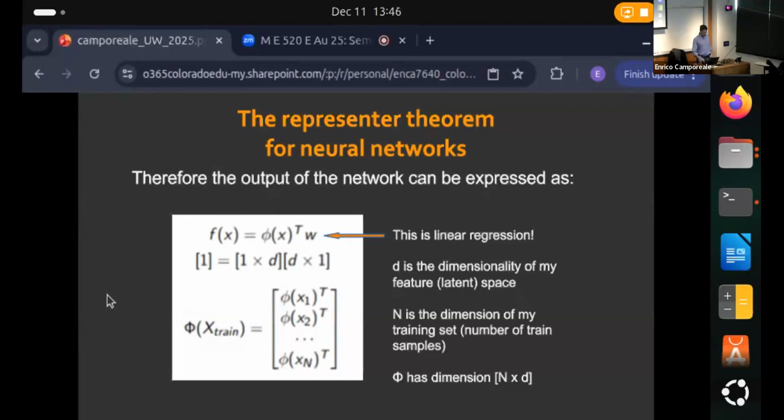So I'm not going to show you the algebra, although it's all very simple. It's all linear algebra, very straightforward.